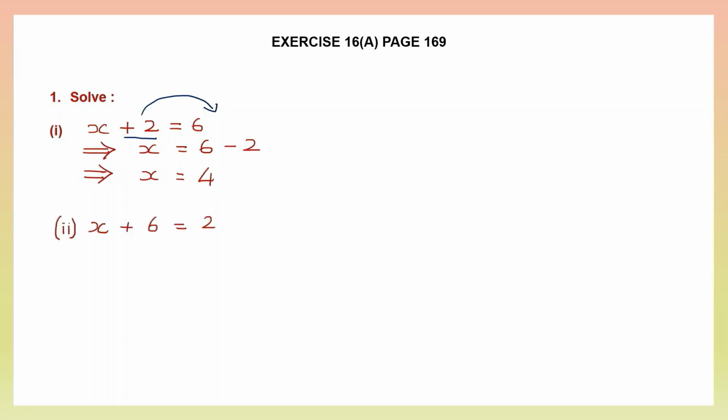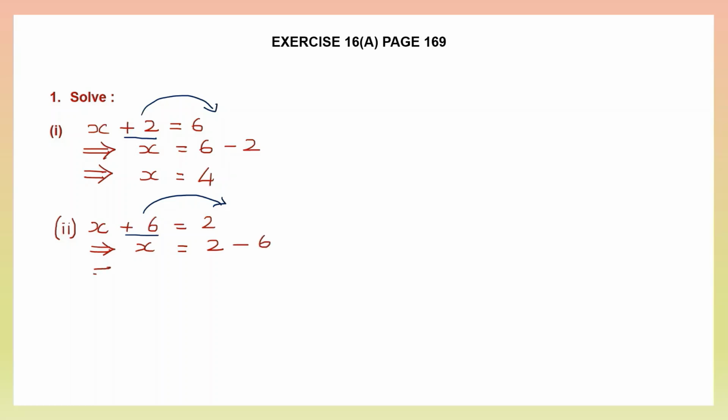Question 2, we have x plus 6 equals 2. So here again we're going to solve for x. So we'll leave x on the left hand side, 2 on the right. We're going to transpose plus 6 to the right hand side. It will become minus 6.